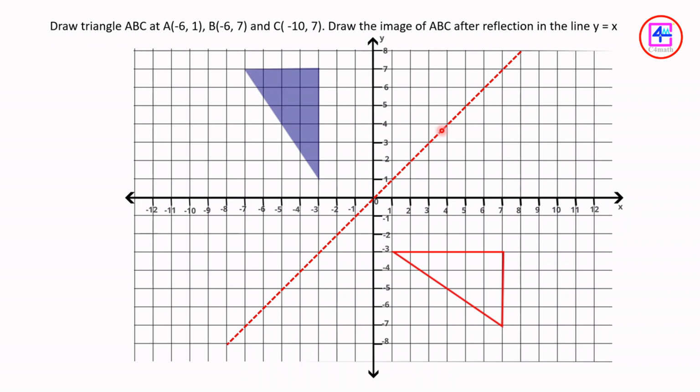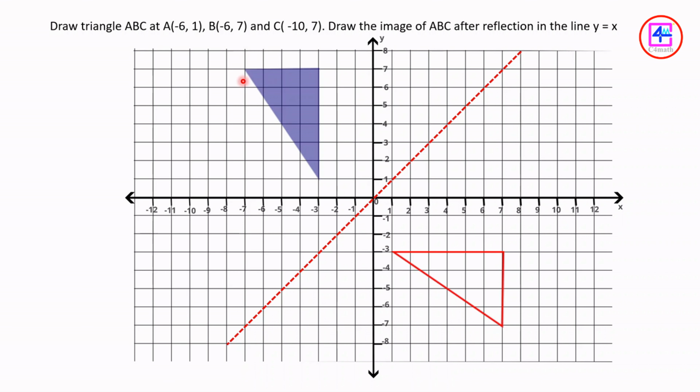Furthermore, you can check this: the distance from this vertex to this line is here 1, 2 diagonal. Then to the corresponding vertex, also 2 diagonal. In the same way, from this vertex to the line y = x, here 1, 2, 3, 4, 5 diagonal. Then to the corresponding vertex, 1, 2, 3, 4, 5.